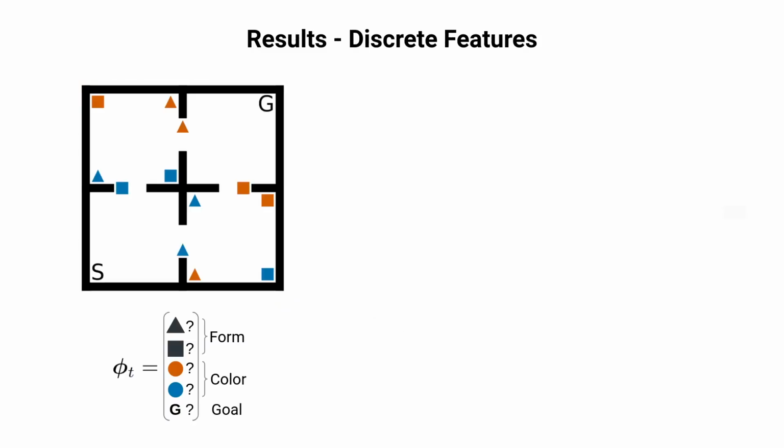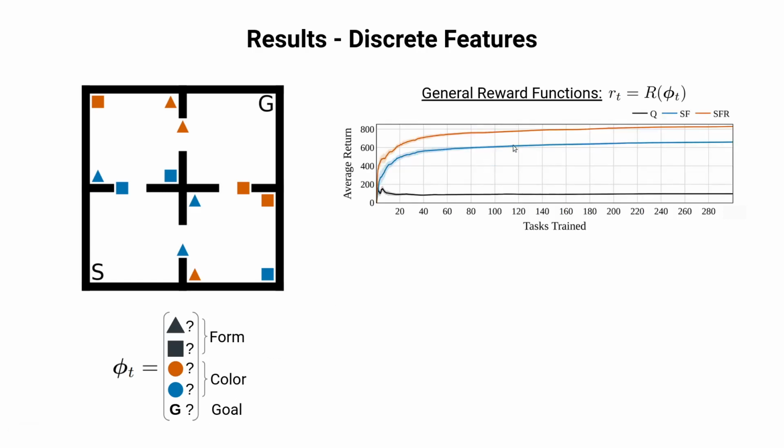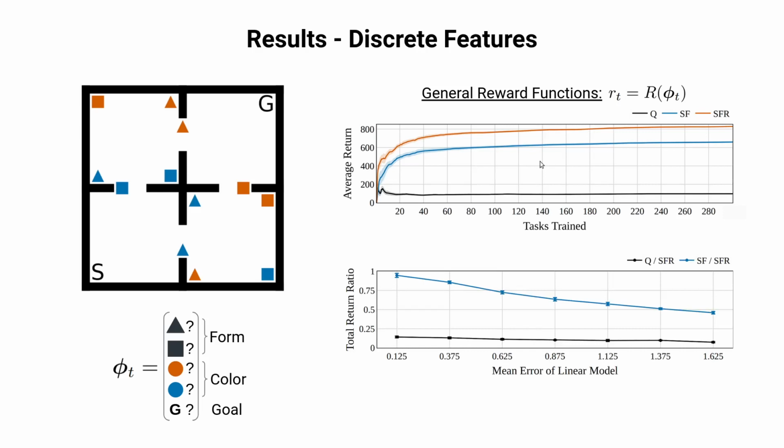If we use our approach now in an environment with discrete features, similar to the previous object collection environment, but with slightly more complex features that allow us to have general reward functions, we can see that our approach outperforms the classical successor feature method. We can also see that with increasing nonlinearity of the reward functions, here shown by the increasing error of a linear model which tries to approximate them, the classical successor feature approach behaves worse and worse compared to our new approach.